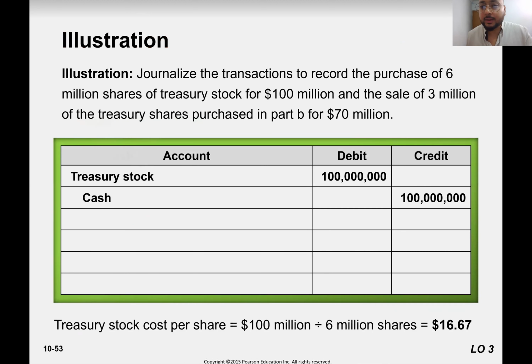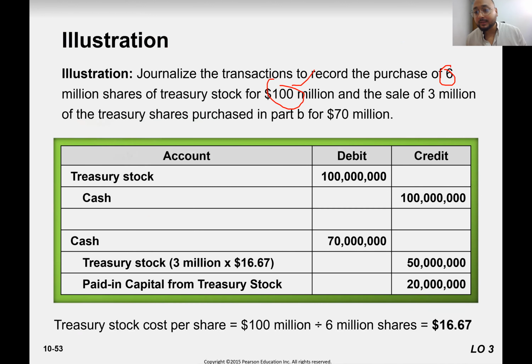So we purchased here 100 million, 6 million shares we purchased back with 100 million, right? And now half of them we issued, which means we earned some profit. So we call this paid in capital in excess of treasury stock, right? Treasury stock. So if you see, 6 million shares were issued at 100 million.